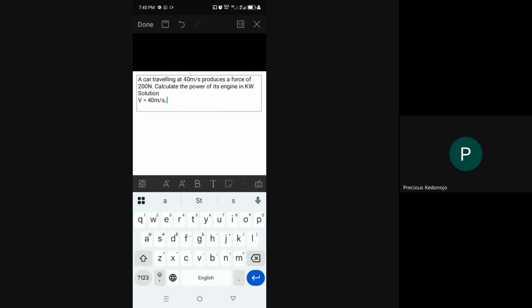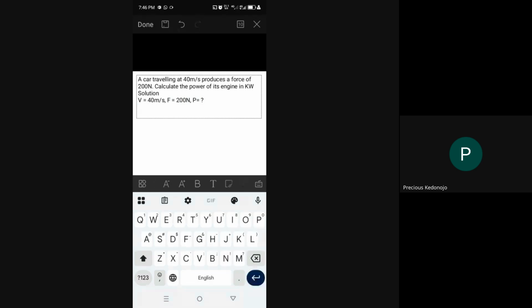What else do I have in the question? Produces a force of 200 Newton. Okay, the question has given me force. Force is 200 Newton. Then what else do I have in the question? Power. Calculate the power of its engine in kilowatts. Power is not given, it's the unknown I'm to calculate. So I have velocity, I have force, and I have power.